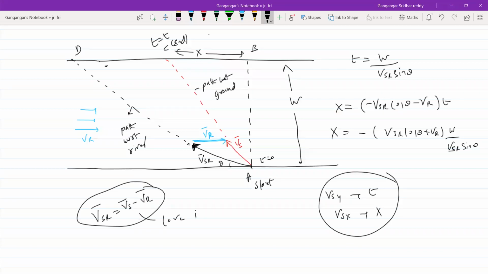So don't fight with the formulas. For every particular formula which you are not understanding, start from here. Resolve this along X and along Y. We'll determine the drift from the X component of velocity of swimmer with respect to ground, and we'll determine the time taken to cross the river from the Y component of velocity of swimmer with respect to ground.